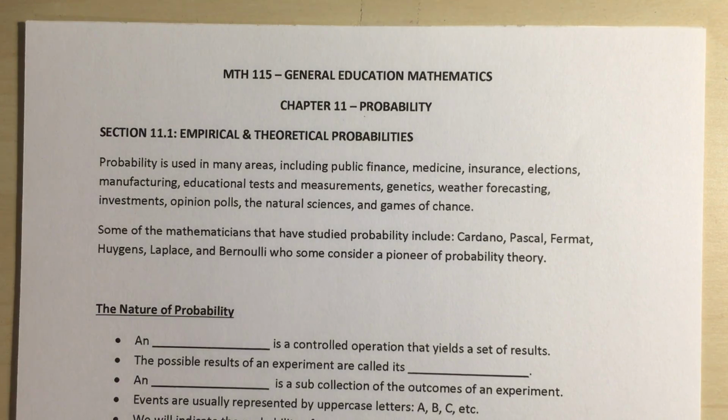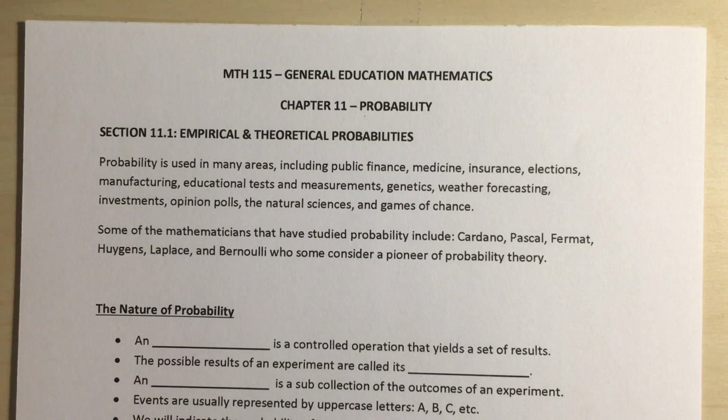And so today we're going to start chapter 11. In chapter 11, we're going to talk about probability. So the first thing that we're going to look at in this first section is a lot of definitions. Probability is used in many areas, including public finance, medicine, insurance, elections, manufacturing, educational tests and measurements, genetics, weather forecasting, investments, opinion polls, natural sciences, and games of chance.